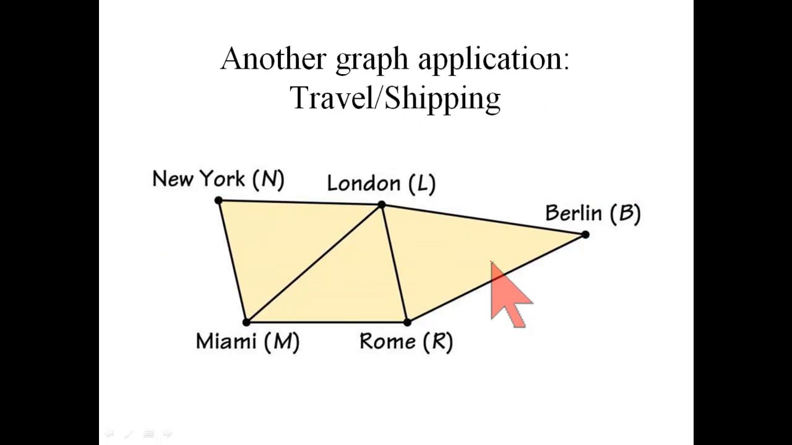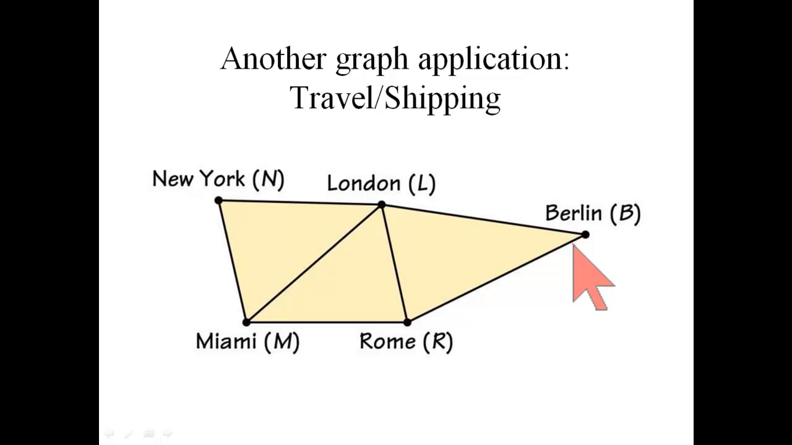Here's an application, airline routing. So an airline wants to fly between these cities, and they decide, for example, that it makes sense to have a direct flight from Rome to Berlin, but maybe not a direct flight from Miami to Berlin, because perhaps that's too far for the aircraft to travel, or maybe there aren't enough people flying between those two cities to justify a direct flight. And so there are possibilities for going from Miami to Berlin through London, for example.